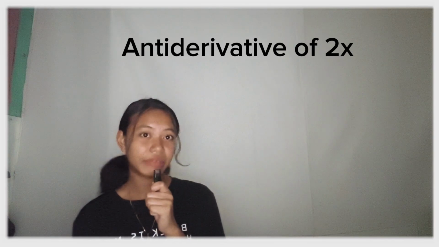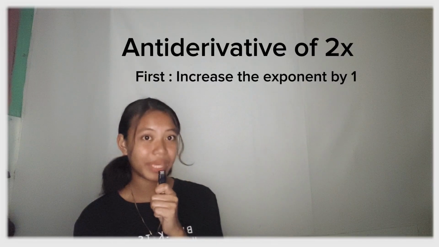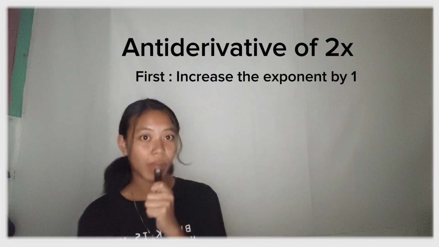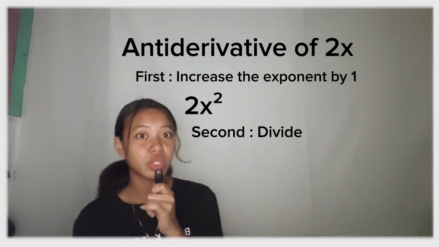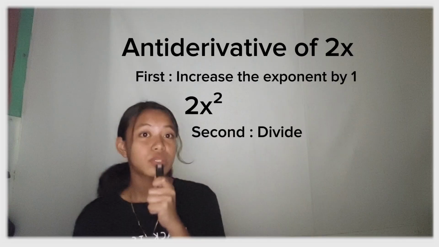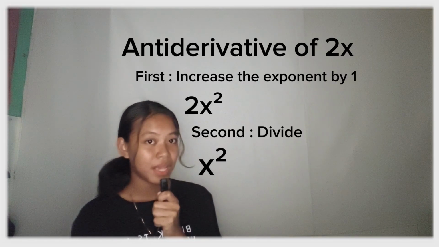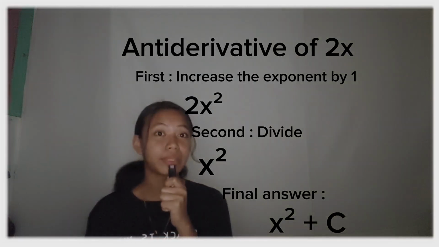For example, let's find the antiderivative of 2x. First, we increase the exponent by 1, or we add 1 to the exponent, which makes 2x into 2x squared. Second, we divide 2x squared by the new exponent, which is 2. So 2x squared divided by 2 equals x squared. So the antiderivative of 2x is equal to x squared plus c.